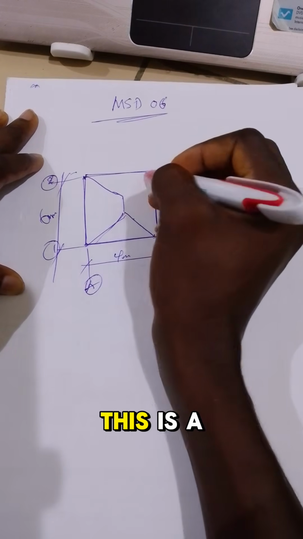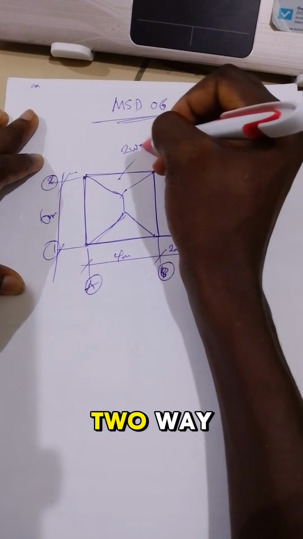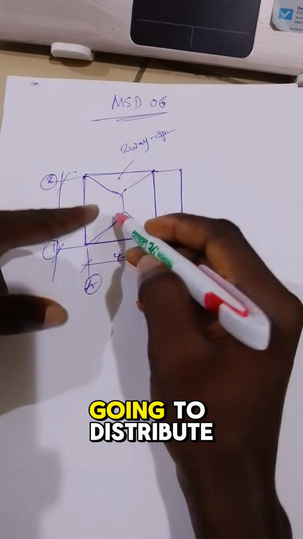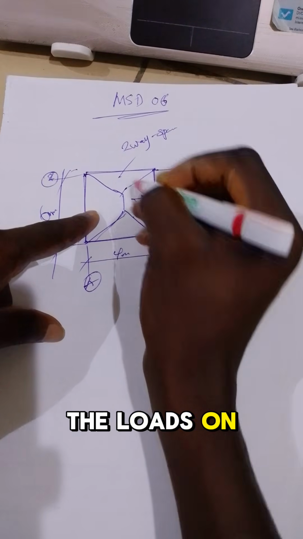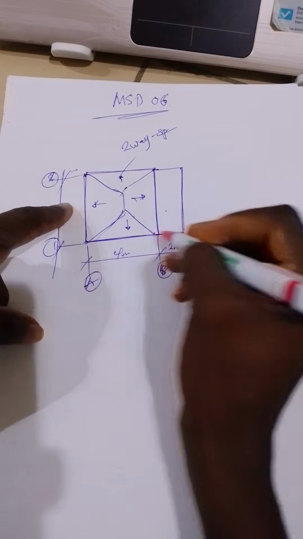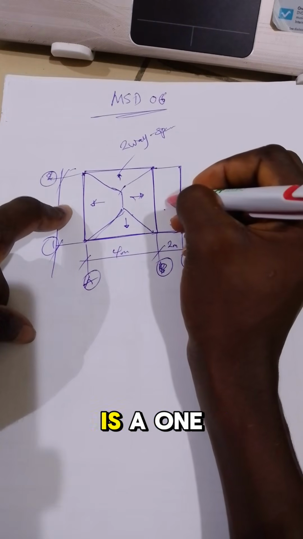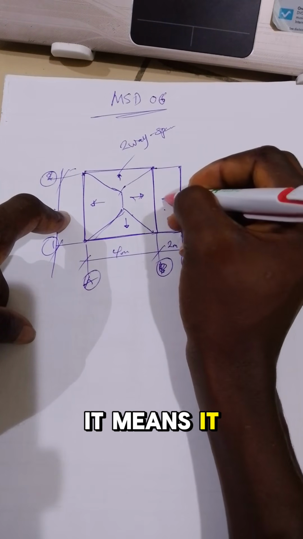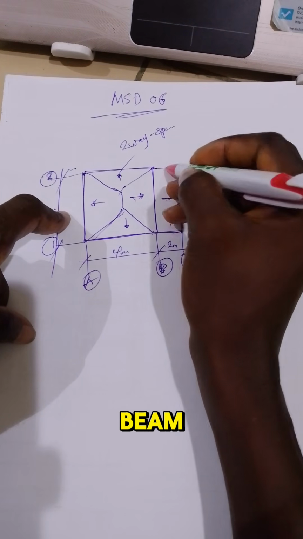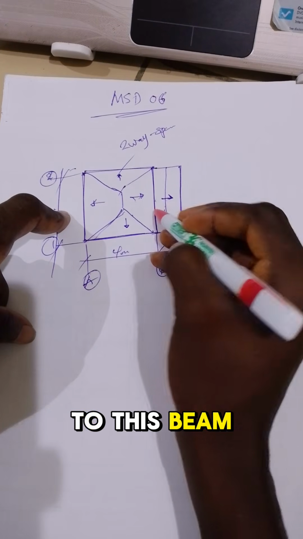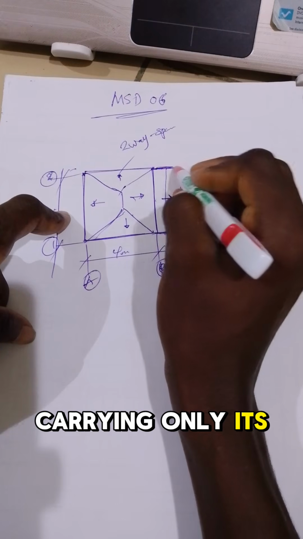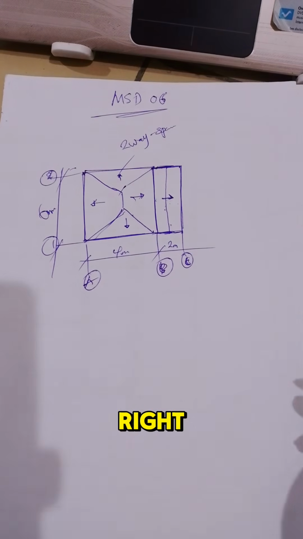this is a two-way slab, two-way spanning. It means it's going to distribute the loads on these beams, right? Then this is a one-way spanning slab. It means it is only on one direction. So it will be distributing its load to this beam this way, to this beam and to this beam. For this beam, it will be carrying only its own self weight, right?